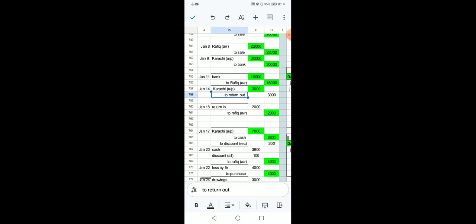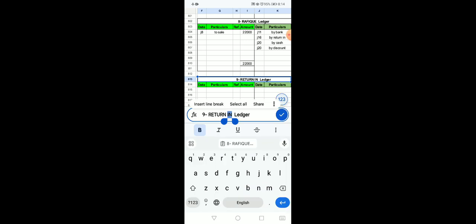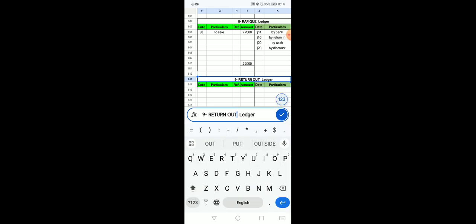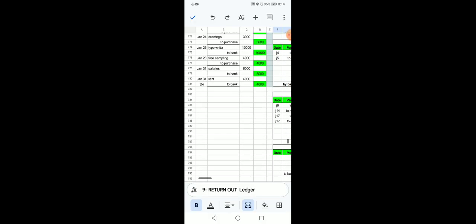Instead of return in, we do have return out. So first we will complete return out and then we will make return in. So here the title of our ledger is return out. Come over here, you can see return out is present and it is being credited. Return out credit 3000. So go to return out, write down 3000 over here.